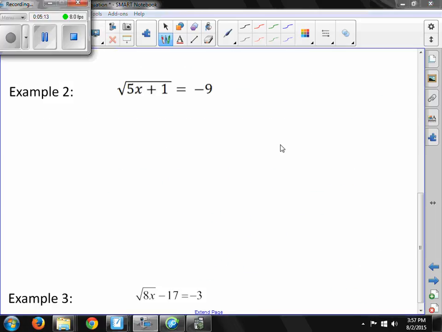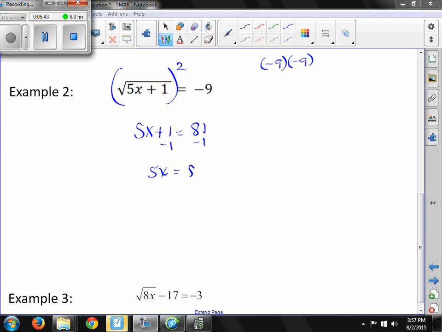On my second problem, my square root symbol is isolated, so I'll start with step 2 by squaring both sides. When I square this, you see it just lifts the radical off. 5x plus 1 is equal to, when I square negative 9, I'll have negative 9 times negative 9, which is positive 81. So now I'm going to solve for x, so I'll subtract 1 from both sides. I'll have 5x is equal to 80. Dividing by 5, x is equal to 16.